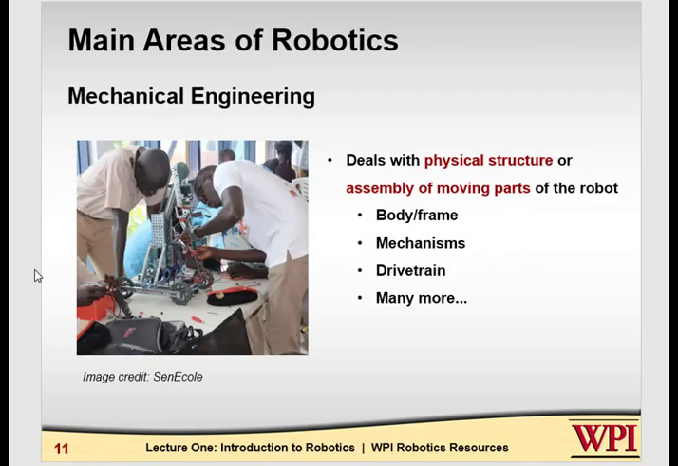First, robots are mechanical physical systems, and therefore they are made up of an assembly of stationary or moving parts, as we can see in the picture. And these refer to the mechanics of the robot. For example, the body frame, the mechanisms, and the drivetrain for motion of the robot and other things make up the mechanical structure and design of the robot.